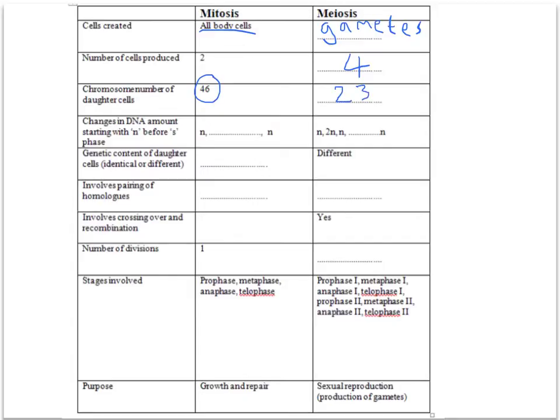23. Just an important point here, though, this is only going to be in humans, because, of course, different species are going to have different numbers of chromosomes. This one here causes a bit of confusion.